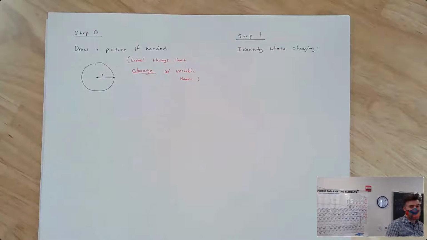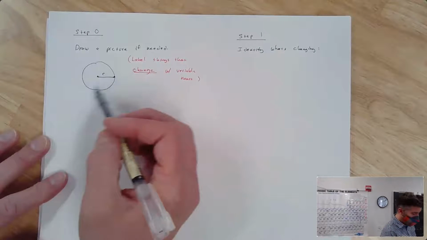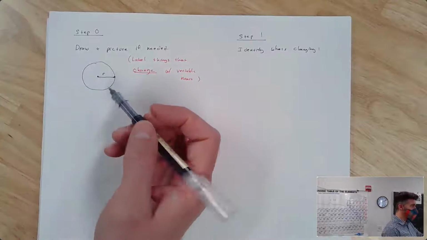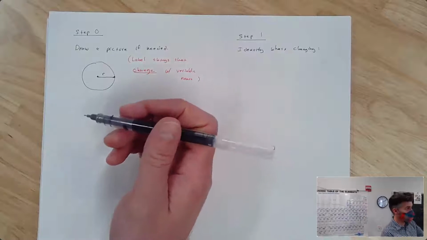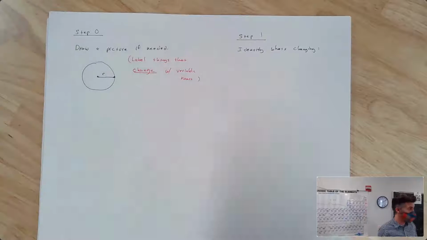Now, there are actually a lot of answers to this particular question. There are many things that are changing. In this circle, if the radius is getting larger, the radius is changing, the diameter is changing, the area is changing, the circumference is changing, pretty much any feature of the circle is changing. So we need to be a little bit more specific about what we mean here.